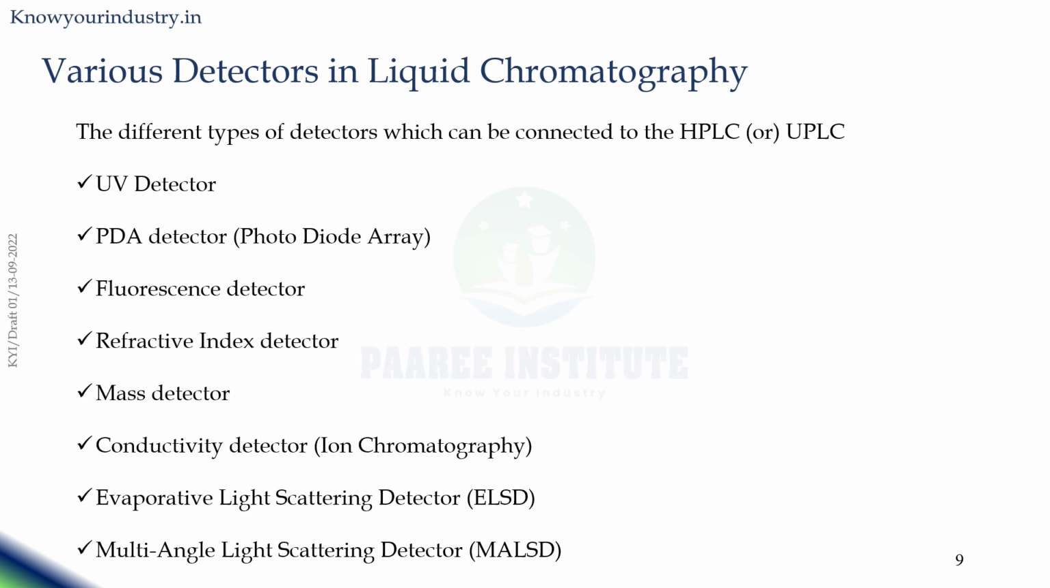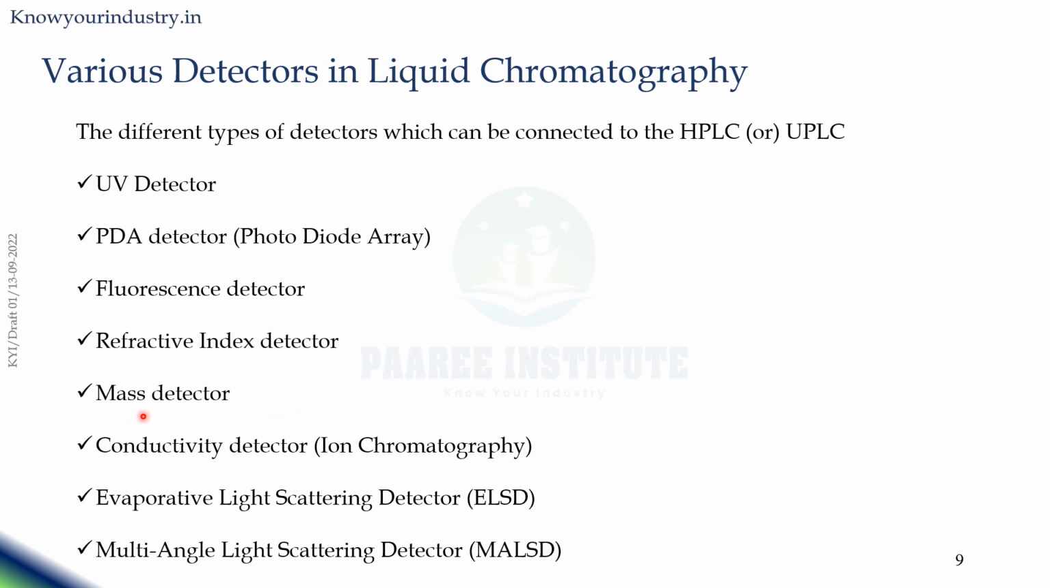Now coming to the detectors. What are the types of detectors used in HPLC or UPLC which are associated with the instrument? First is the UV detector, and then the photodiode array detector, that is the PDA detector, which is the most commonly used detector in HPLC systems. Then the refractive index detector is also used in HPLC systems. Then the fluorescence detector, then the mass detector.